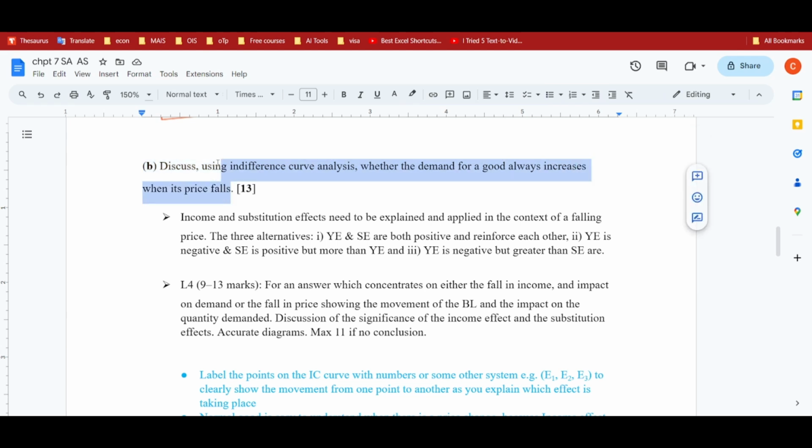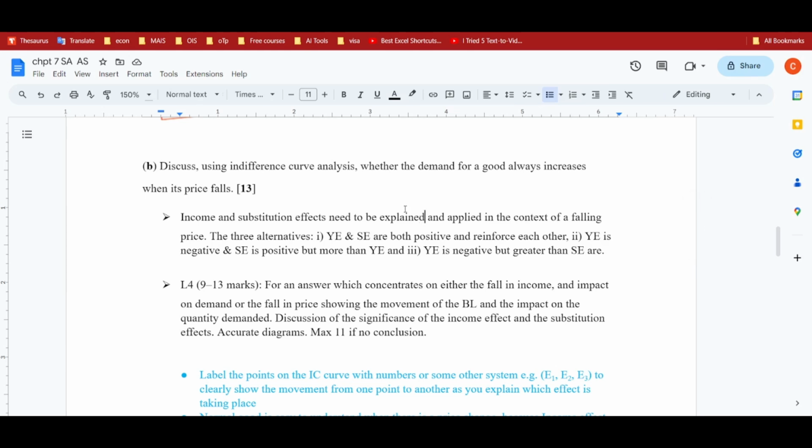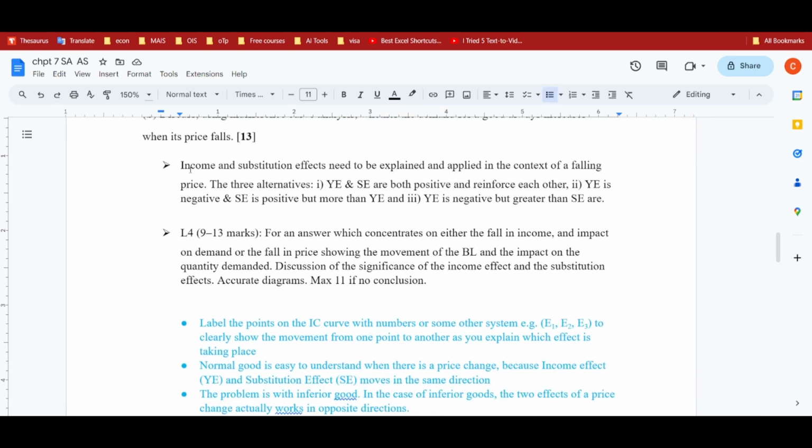What you need to be able to do is show the substitution and income effect. If the price falls and demand increases, then it's a normal good, right? But if price decreases and quantity decreases, then it's an inferior good. So this is what I said you need to do. You need to explain the income and substitution effect and apply them to the context of falling prices.